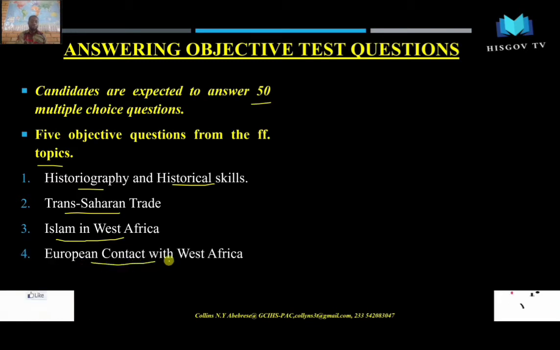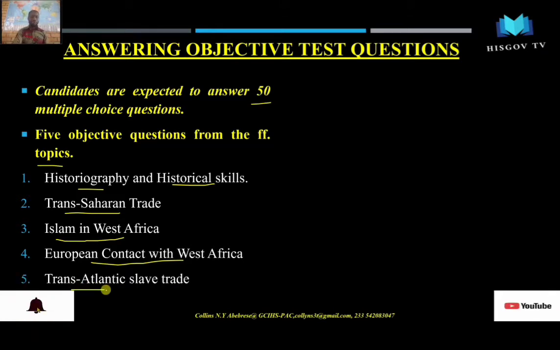Then we also have the European contact with West Africa, and this has to do with the coming of the Europeans, the reasons for the coming of the Europeans, the immediate effect, of course, for the coming of the Europeans. So you also get 5 questions again from this area.